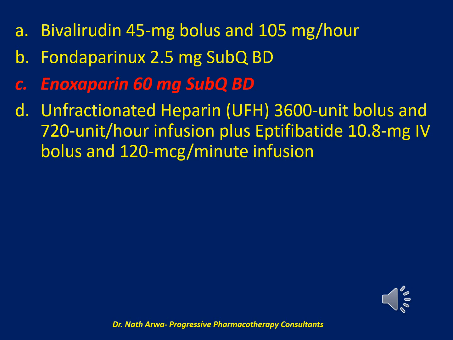Enoxaparin at a dose of 1 mg per kilogram subcutaneously twice daily is appropriate, given this patient's weight and renal clearance. That makes answer C correct. Fondaparinux is dosed once daily, making answer B incorrect. Please progress to the next question.